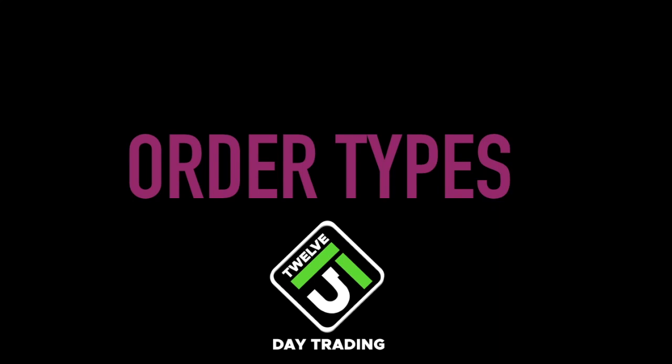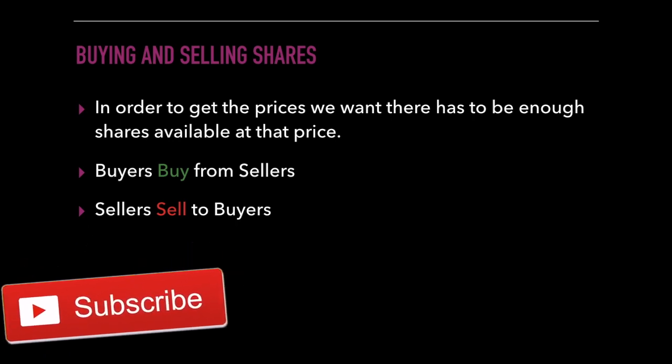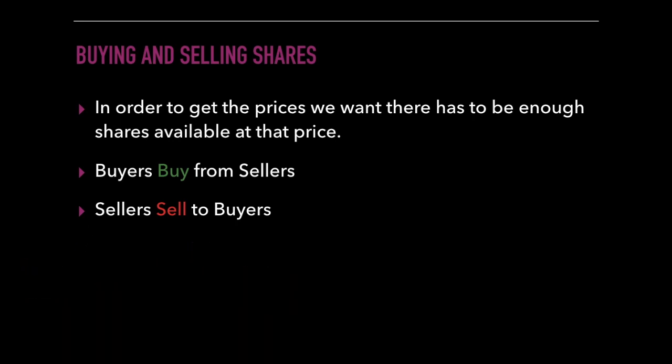Before buying or selling a stock, you have to define what type of order you will be placing. Different order types will place certain rules on how your buy or sell order is executed. To understand how the order types work, we first need to understand that if we are going to buy a stock, we need to buy from someone who is selling. And if we are selling a stock, we need to sell to someone who is buying.